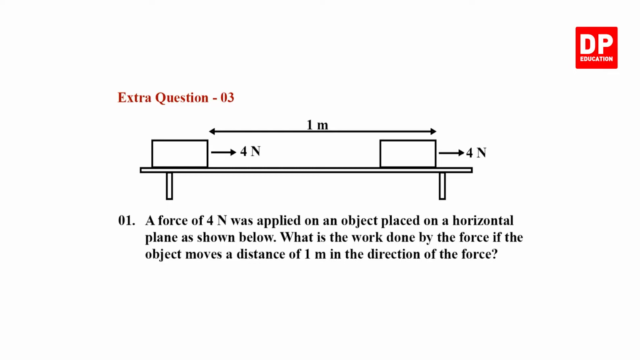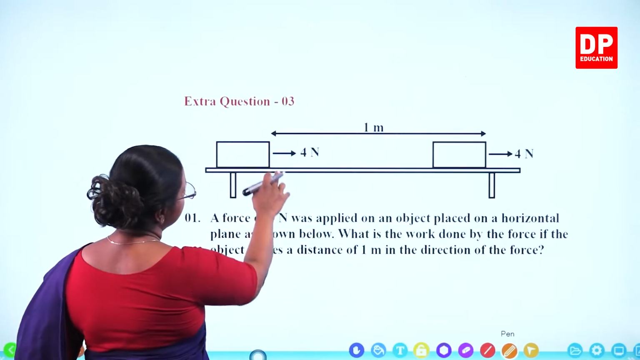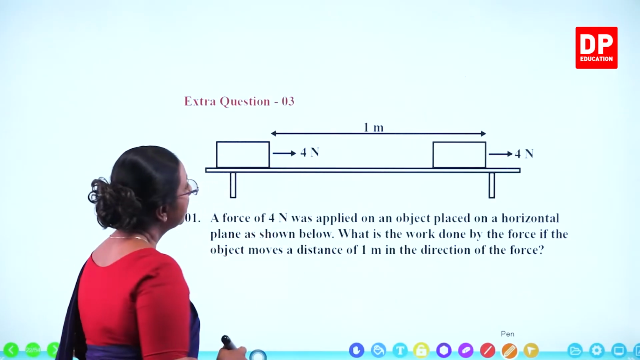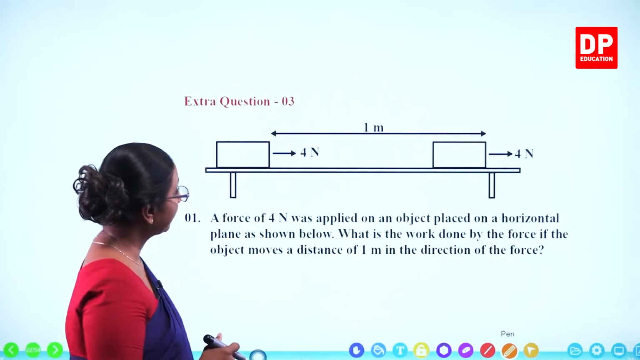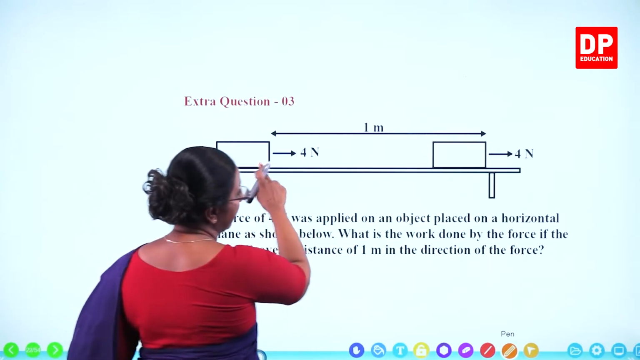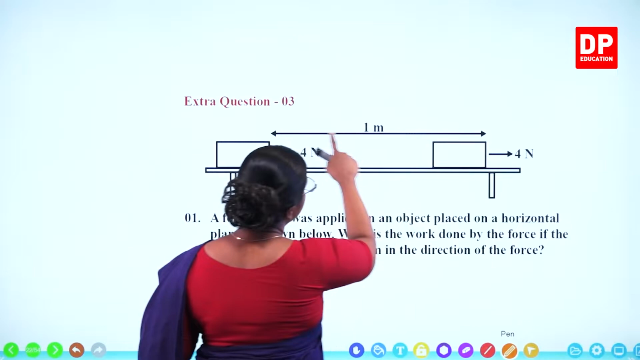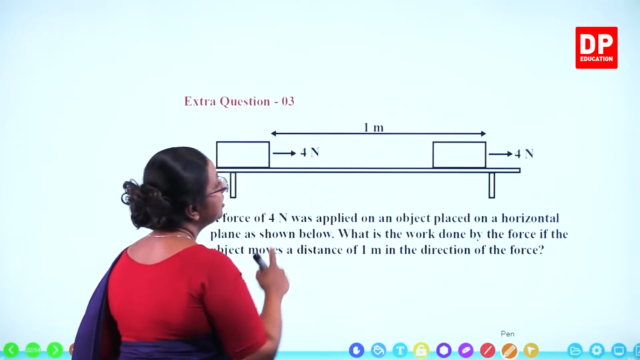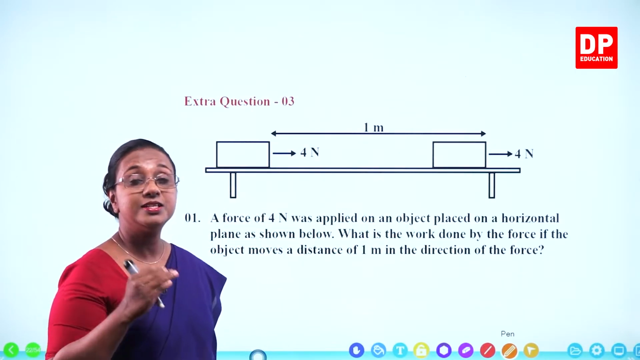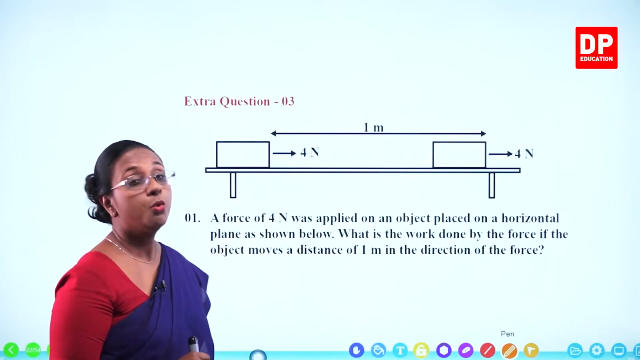Extra question 3. So here they have given us a diagram. You all can see there is an object. So they have shown a force of 4 Newton acting on the object. So because of that, the position changes. And here the change in distance, or the distance between the two positions, is 1 meter.